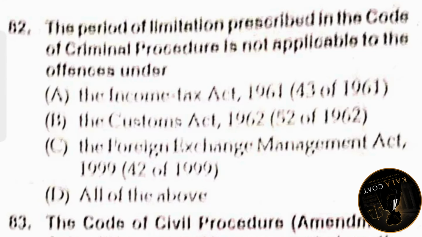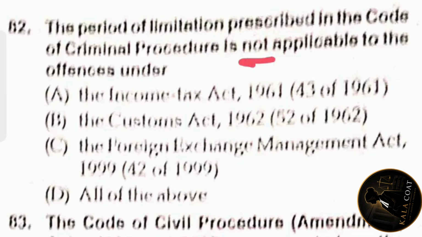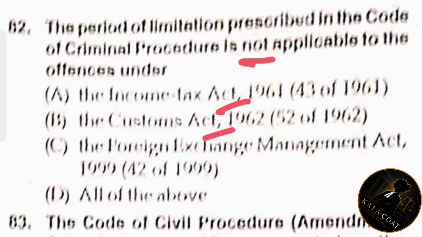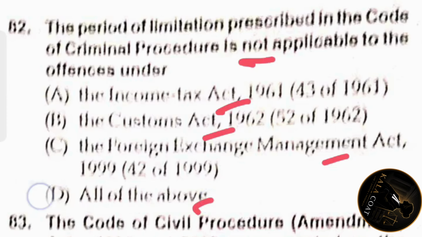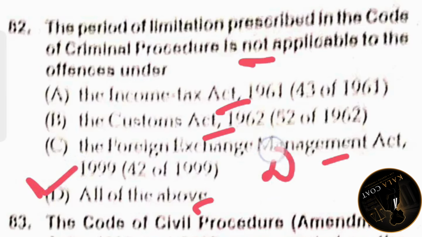Question number 82. The period of limitation prescribed in the Code of Criminal Procedure is not applicable to the offences under the Income Tax Act, the Customs Act, the Foreign Exchange Management Act, or all of the above. Correct answer is all of the above. Option D is the right answer.